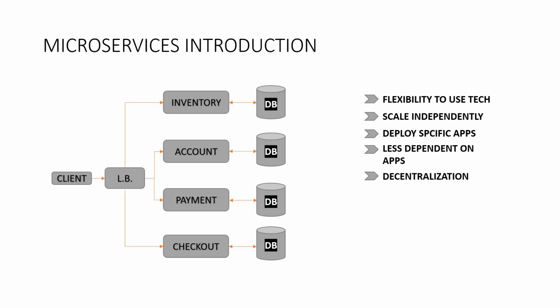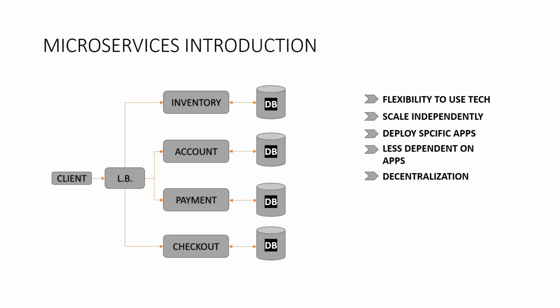And the third one is deploy specific apps. In this case, if I have changed the payment module, I do not want to deploy all the modules again. Instead, it is okay to deploy the specific module which has the code changes. If you look back at the monolithic approach, whether the other modules have code changes or not, it is forced to deploy the whole application on production.